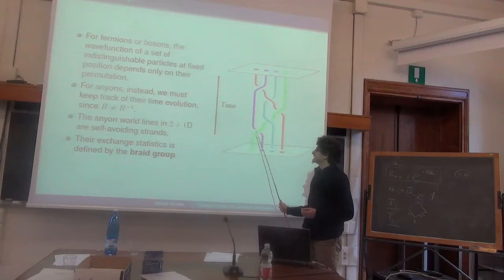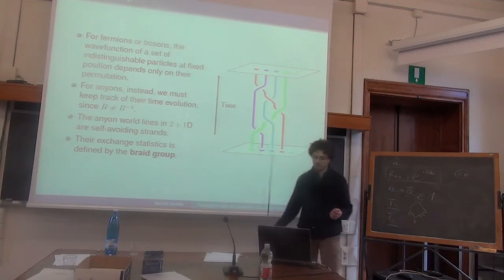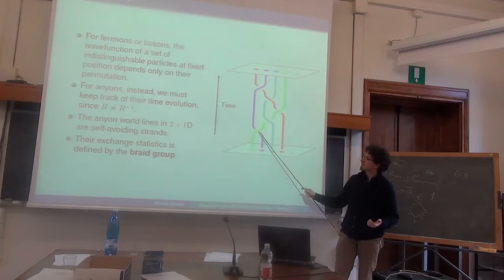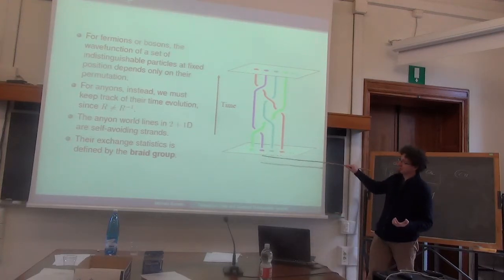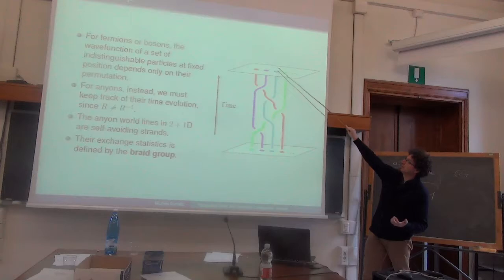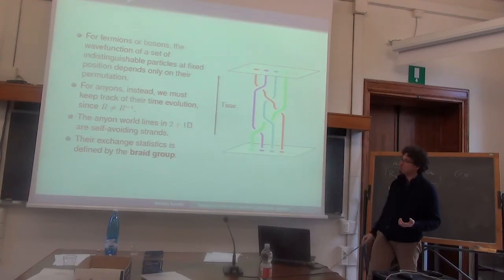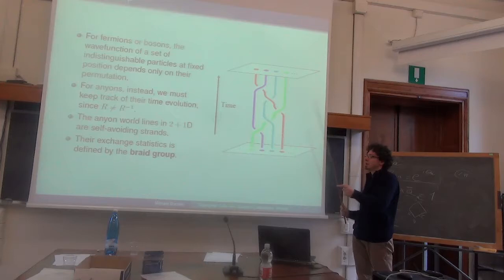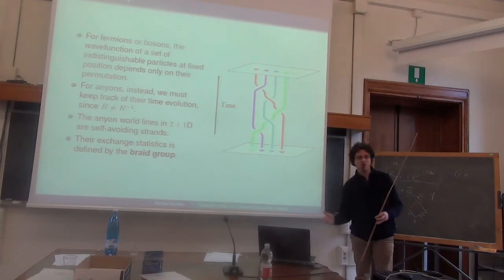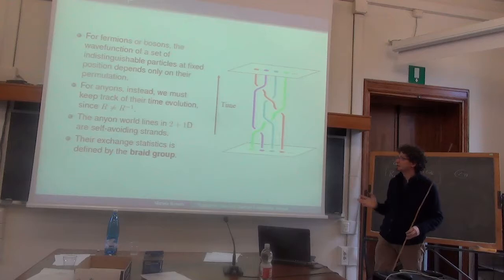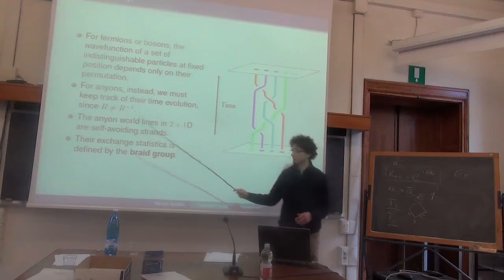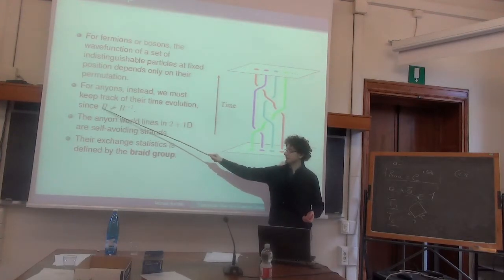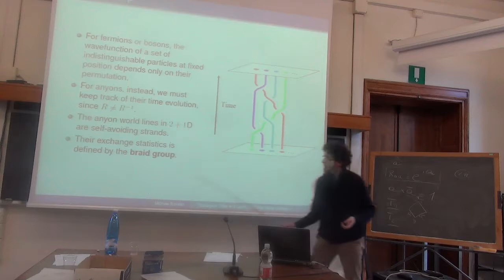If these exchanges are the ones of a fermion or a boson, you have that for fermions this gives you a -1, for bosons this is the identity. And in the end, the only important thing to describe the last state in terms of the first one is to consider which exchanges happened, without considering the order, because for fermions or bosons we always have that R is equal to R^-1.